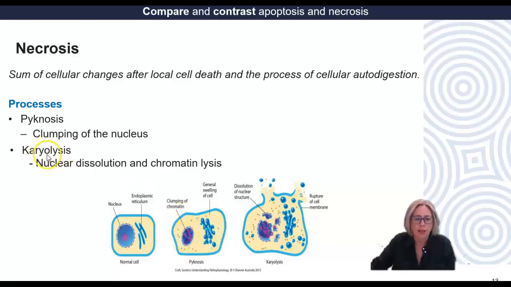The later phase then is karyolysis. So you remember that the prefix kary always relates to the nucleus. So here there's complete nuclear dissolution and also rupture of the cell membrane. And obviously, if you've got nuclear dissolution, you're going to have chromatin lysis as well.